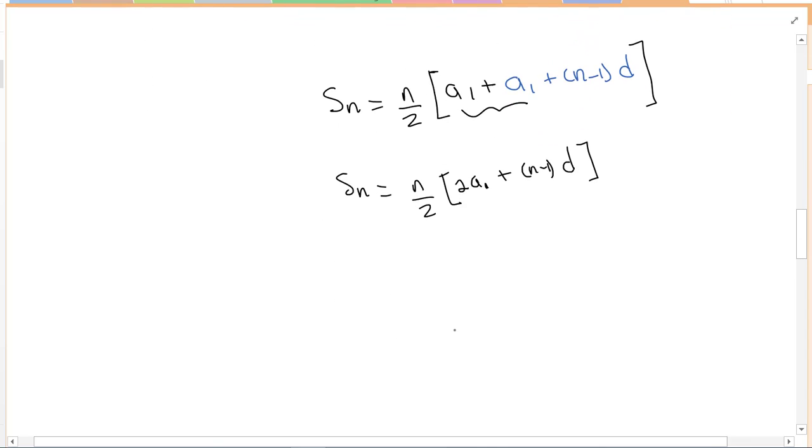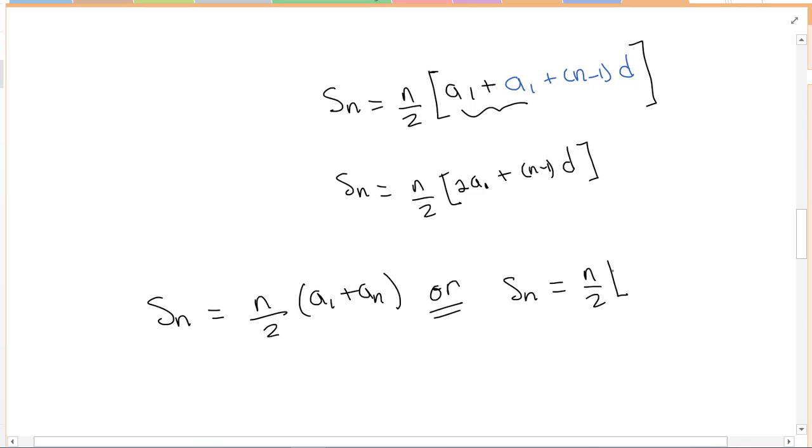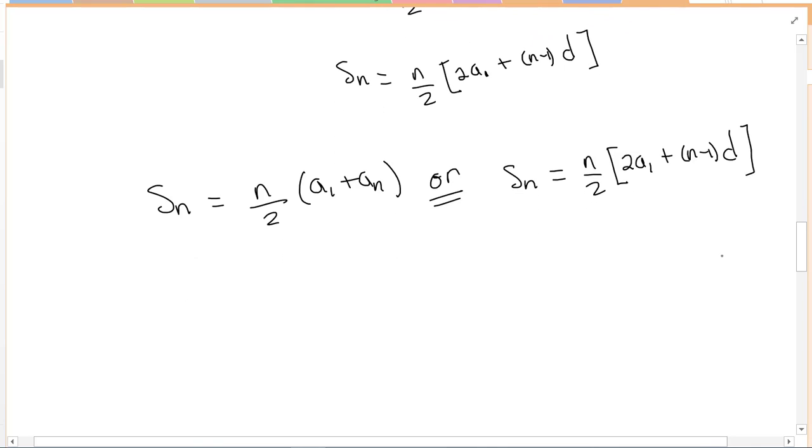So we have two ways of finding Sn. Sn is equal to n over 2 times a1 plus an if you have the first and the last term. But if you don't have the last term and you have a common difference, then we can say Sn is n over 2 times 2a1 plus n minus 1 d. So this is in terms of the common difference. So let's try an example.